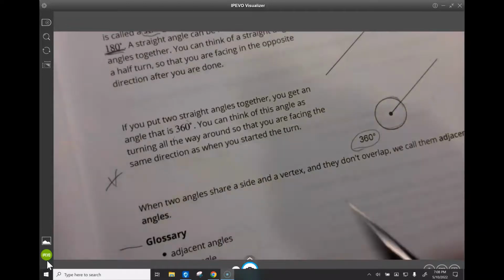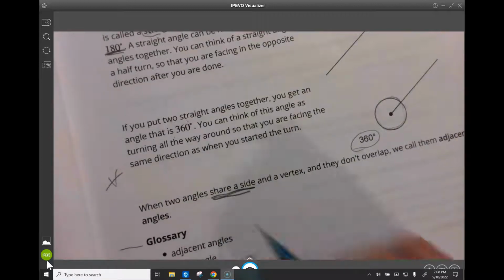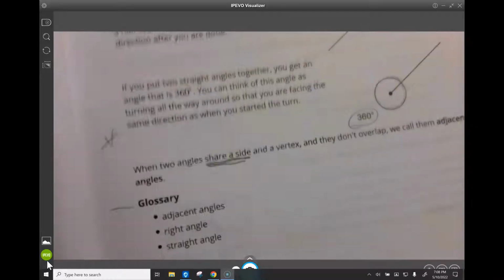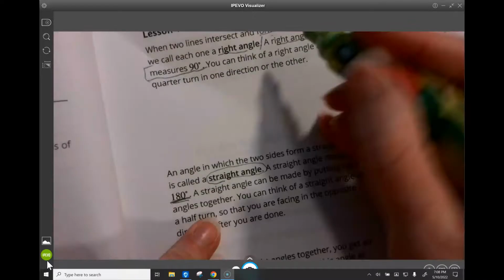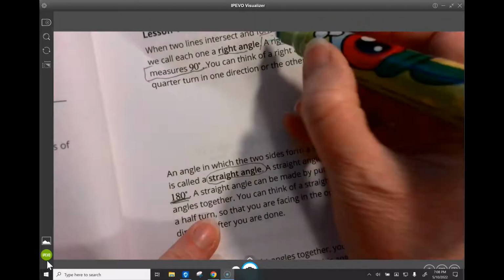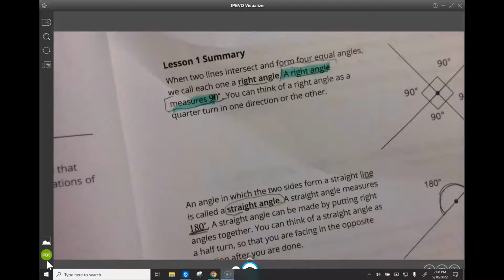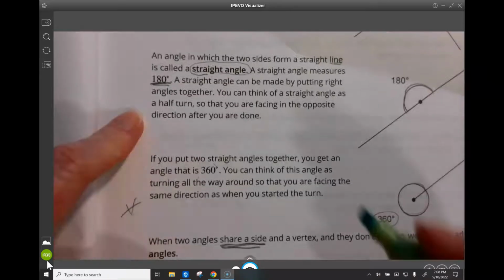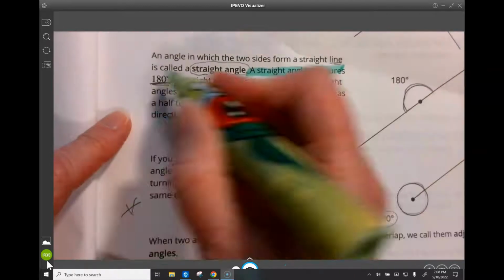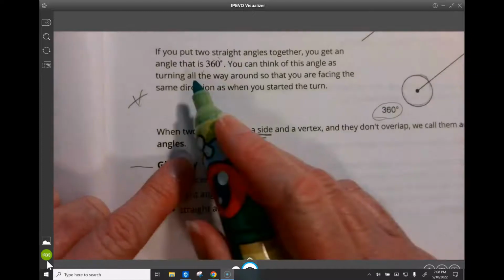The other information I want to talk to you about is what's called adjacent angles, okay? When two angles share a side, again, if you had a highlighter, this would be a time to pull it out, okay? So what would I highlight? I would highlight a right angle measures 90 degrees, okay? And I would also say that a straight angle measures 180. If you go all the way around, it's 360.